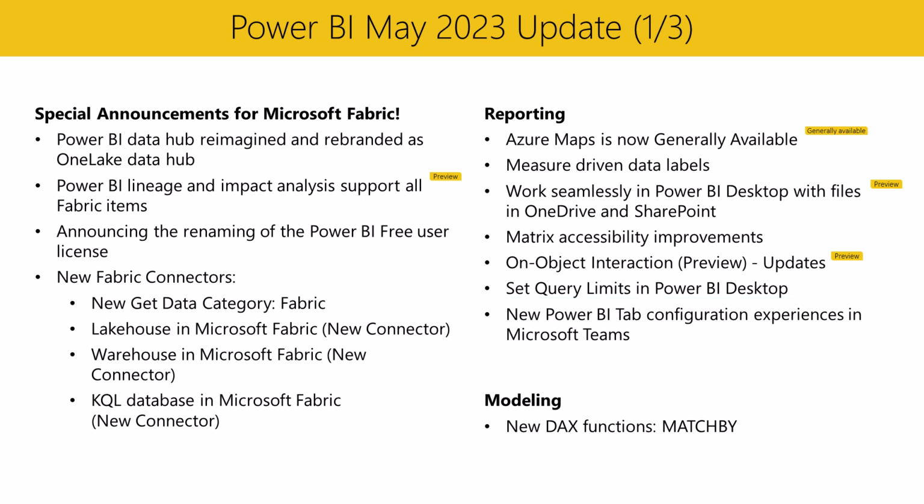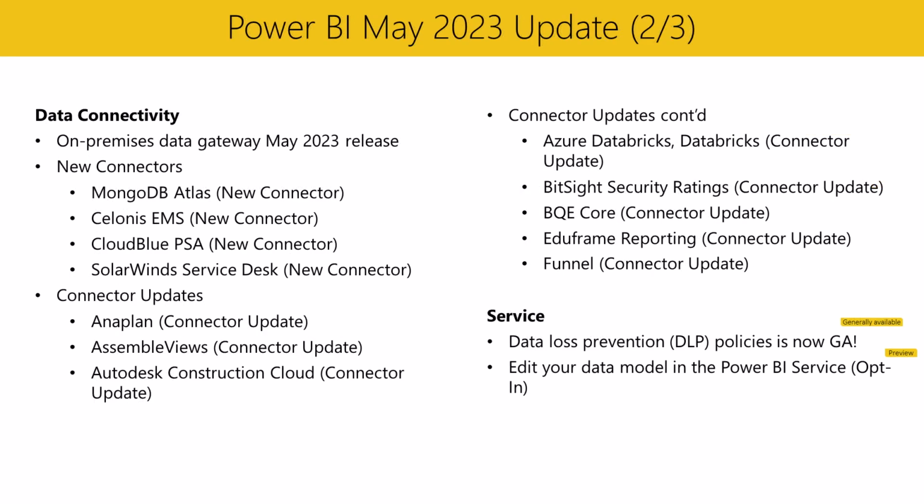Now on to modeling. We have a new DAX function this month, MatchBy. When used with a window function, this function defines columns that are used to determine how to match data and identify the current row. Be sure to check out the blog for an example on how to use this new DAX function. Moving on to data connectivity.